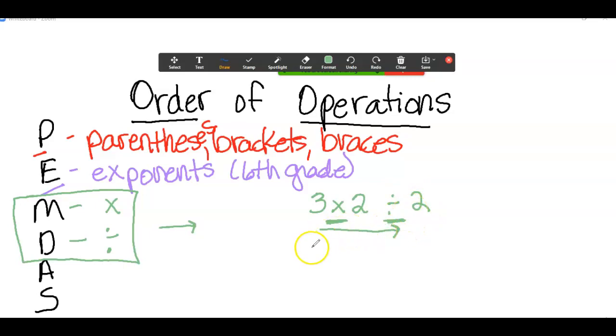But watch what happens here. Let's say I have this problem. Again, I have multiplication and division. This time, division is on the left and multiplication is on the right. So I go left to right. If I have both, it's always left to right. Some students think that multiplication always comes before division because M is before D in PEMDAS, but that's not the case. We look at them both together at the same time.